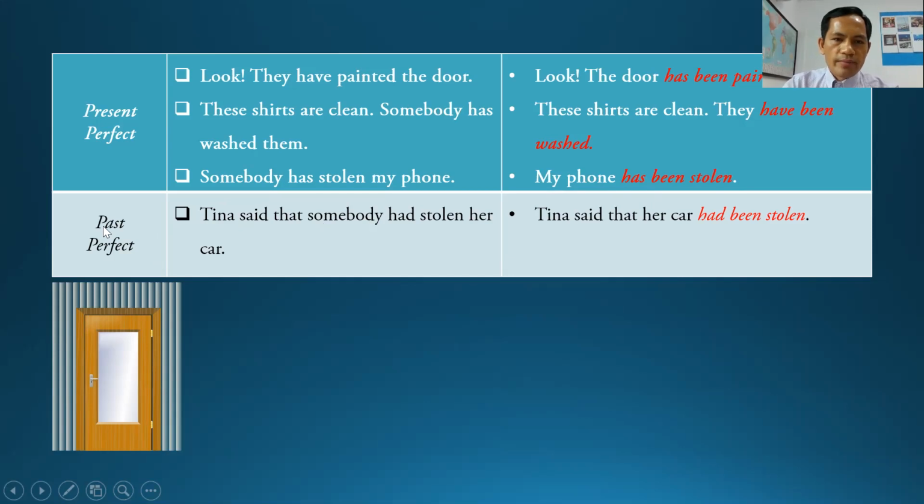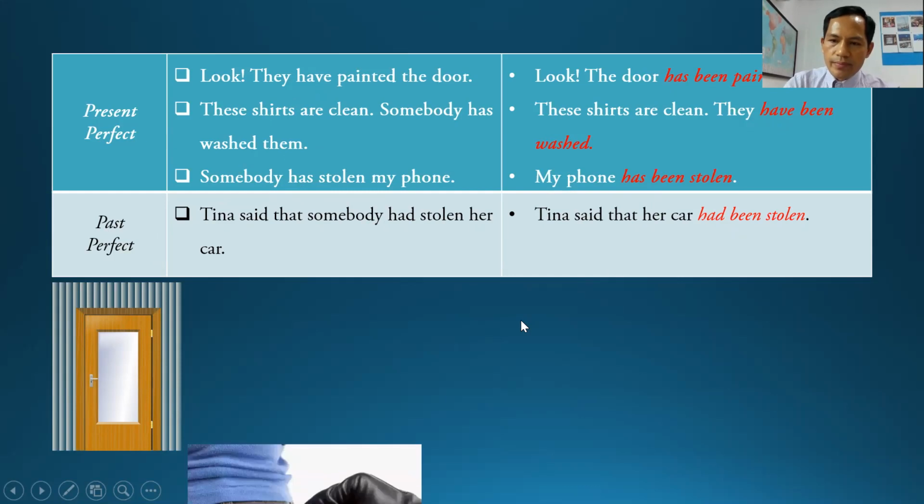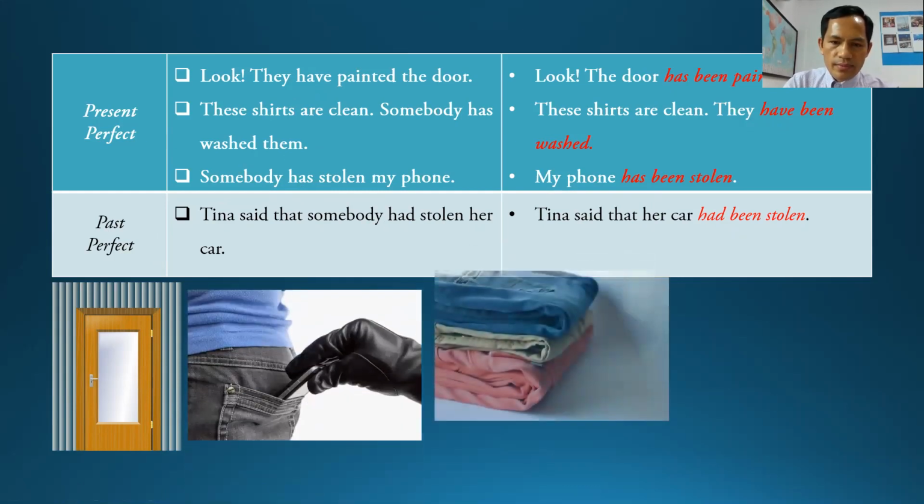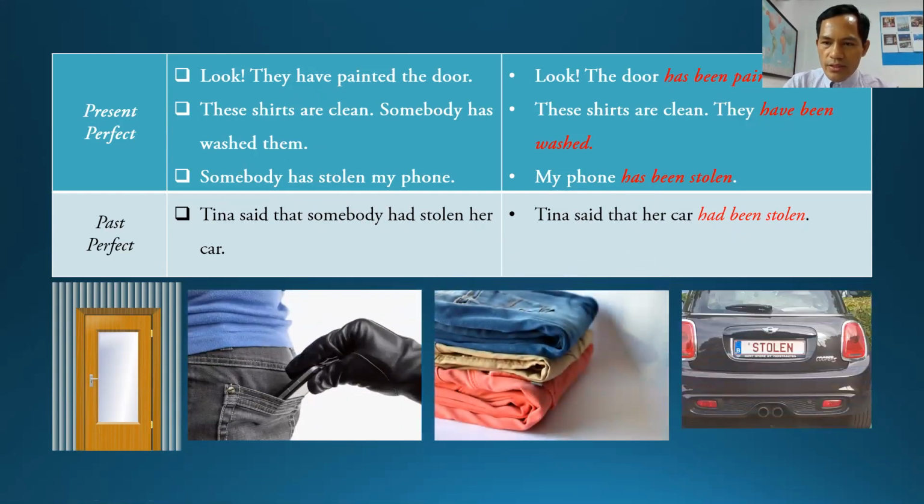Now, the past perfect. The difference between the past perfect and the present perfect is the form: just have, has, or had. Had is the past perfect. Had stolen. So we use here, Tina said that her car had been stolen. Had been stolen. So what's the difference here? Had. But the present perfect has or have. Okay, it's just some illustration.